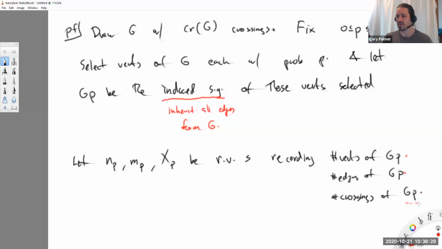If I grab some random vertices, maybe the drawing can be redone to avoid crossings. That's not what I'm doing. I'm just keeping the drawing as it is. I'm just throwing away parts of it.